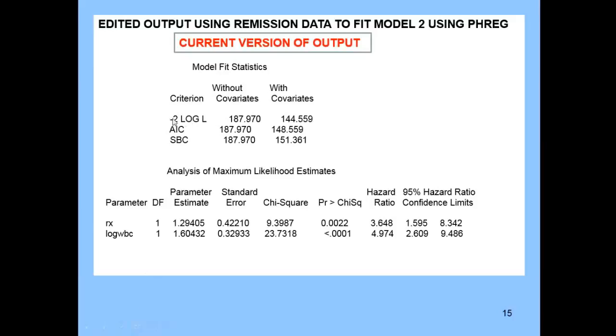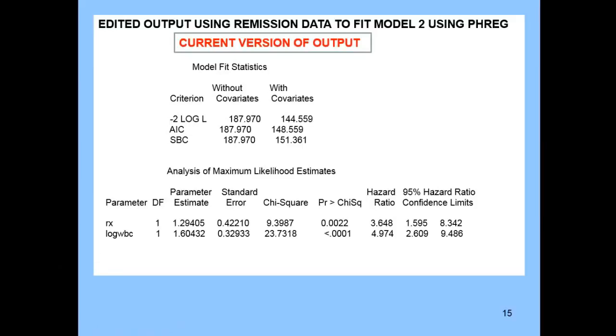You look at minus 2 log L for, now, you see it says without covariates and with covariates. Which one do you look at? The with covariates. You look at it for the full model, and you look at it for the reduced model. Without covariates or with covariates? For the reduced model, it would also be with covariates, because there is a covariate in the reduced model. It's log White-Pixel count. You don't ignore covariates.